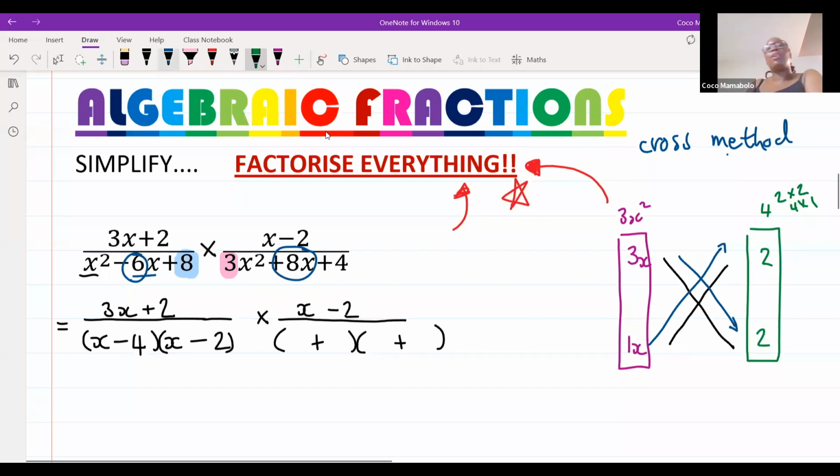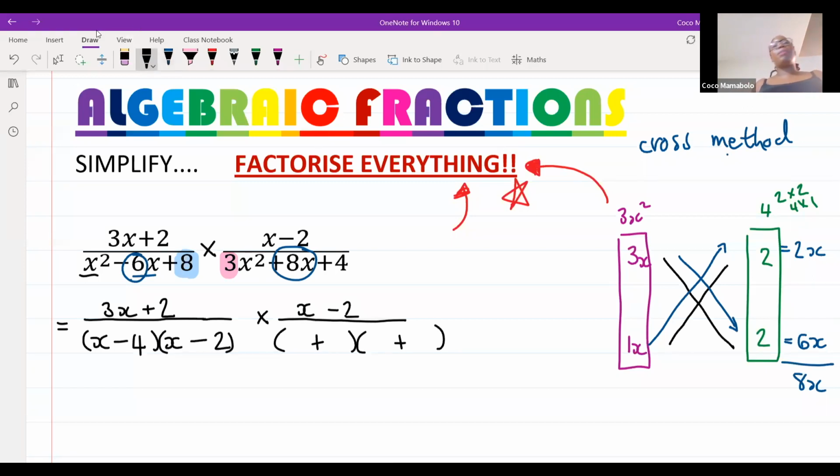Right, so now I can cross multiply. 3x times 2 is equal to 6x, and then 1x times 2 is equal to 2x. If I add them together, 2x plus 6x, that gives me 8x. Yay! I get exactly what it is I wanted. Thank you, Tebo. That's it. 6 plus 2 is 8.